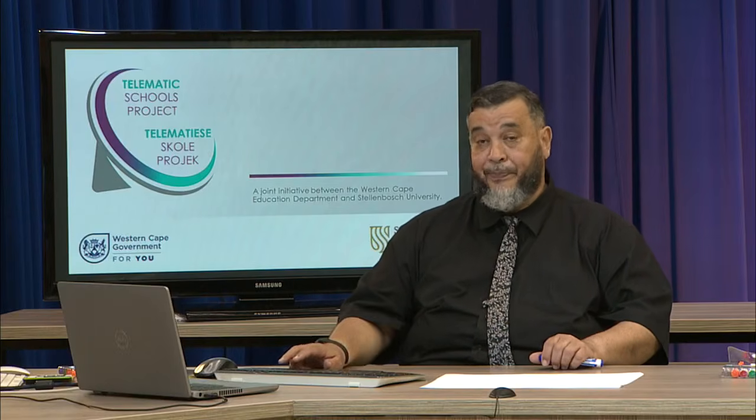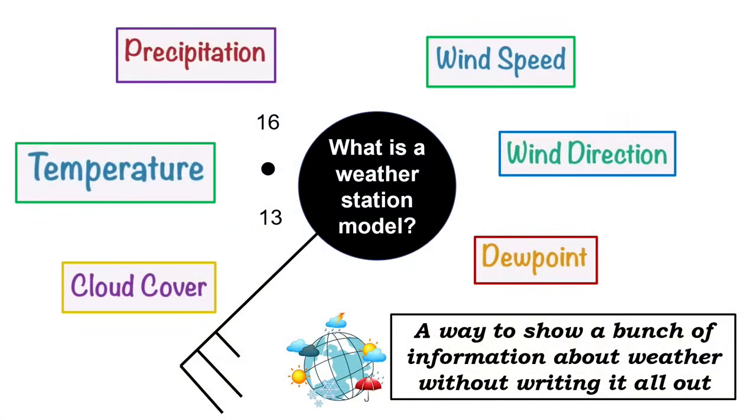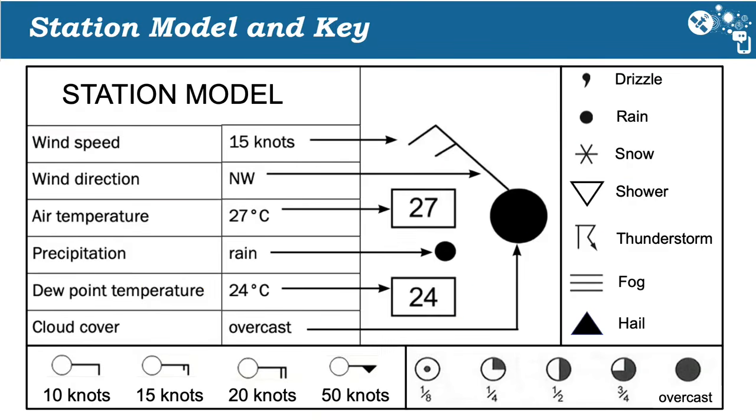So let's have a look at the weather station symbol now, won't we? Right. So the weather station symbol is a way to show a lot of information about the weather without writing it all out, right? Just summarizing it, putting it in the form of a symbol. Now, here is the station model and key. Now it looks quite complicated.